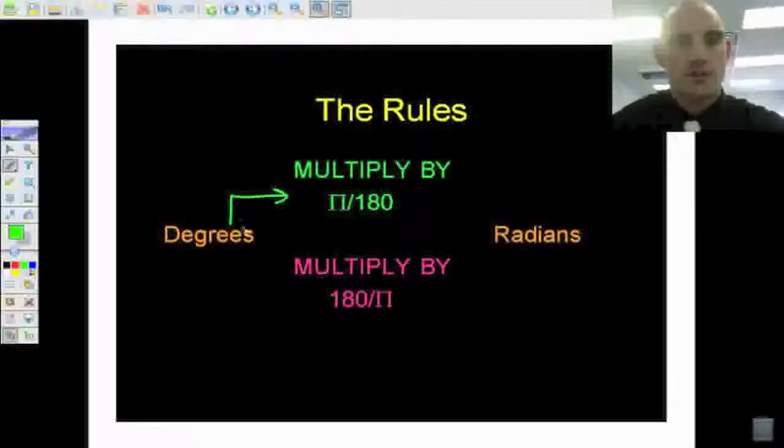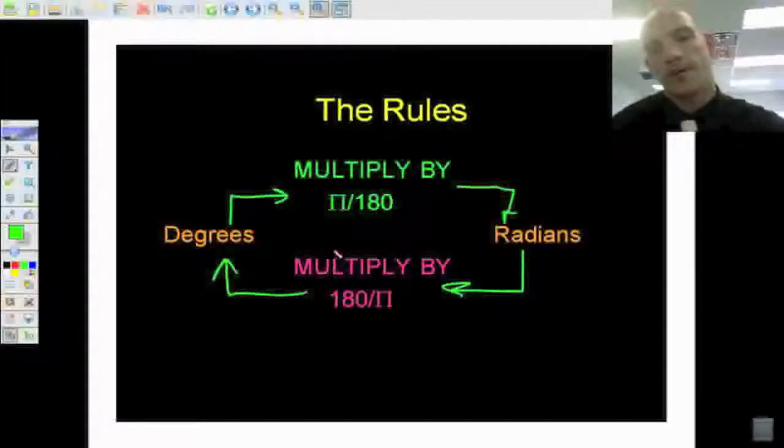So to convert from degrees to radians, we're going to multiply by pi over 180. To convert from radians to degrees, we're going to multiply by 180 over pi. It's a big cyclical thing here.